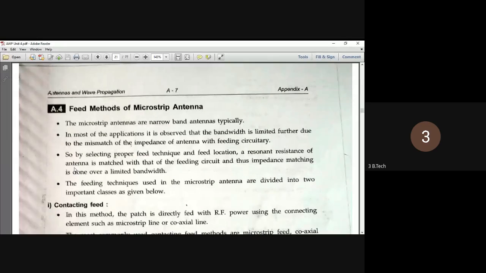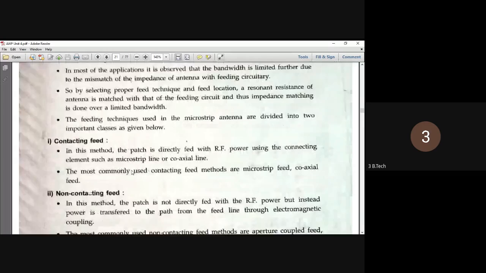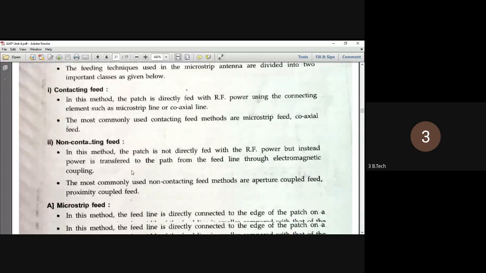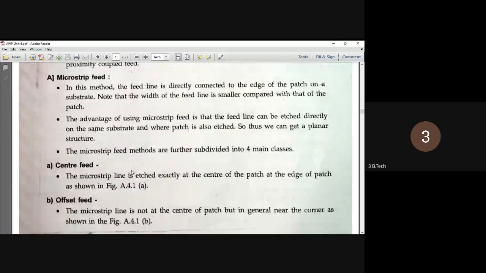In most of the applications it is observed that bandwidth is limited further due to the mismatch of impedance of the antenna. ఎప్పుడు కూడా mismatch of impedance ఉండకూడదు. సోర్స్ ఇంపిడెన్స్, లోడ్ ఇంపిడెన్స్ మ్యాచింగ్ ప్రాపర్ గా జరిగితే, అకార్డింగ్ టు మాక్సిమం పవర్ ట్రాన్స్ఫర్ థియరం, then only power will be transferred from the source to the load. So by properly selecting feed technique and feed location, resonant resistance of antenna is matched. కాబట్టి feed techniques 4 types: contacting, non-contacting, microstrip feed, and when microstrip feed, again there is center feed and offset feed.